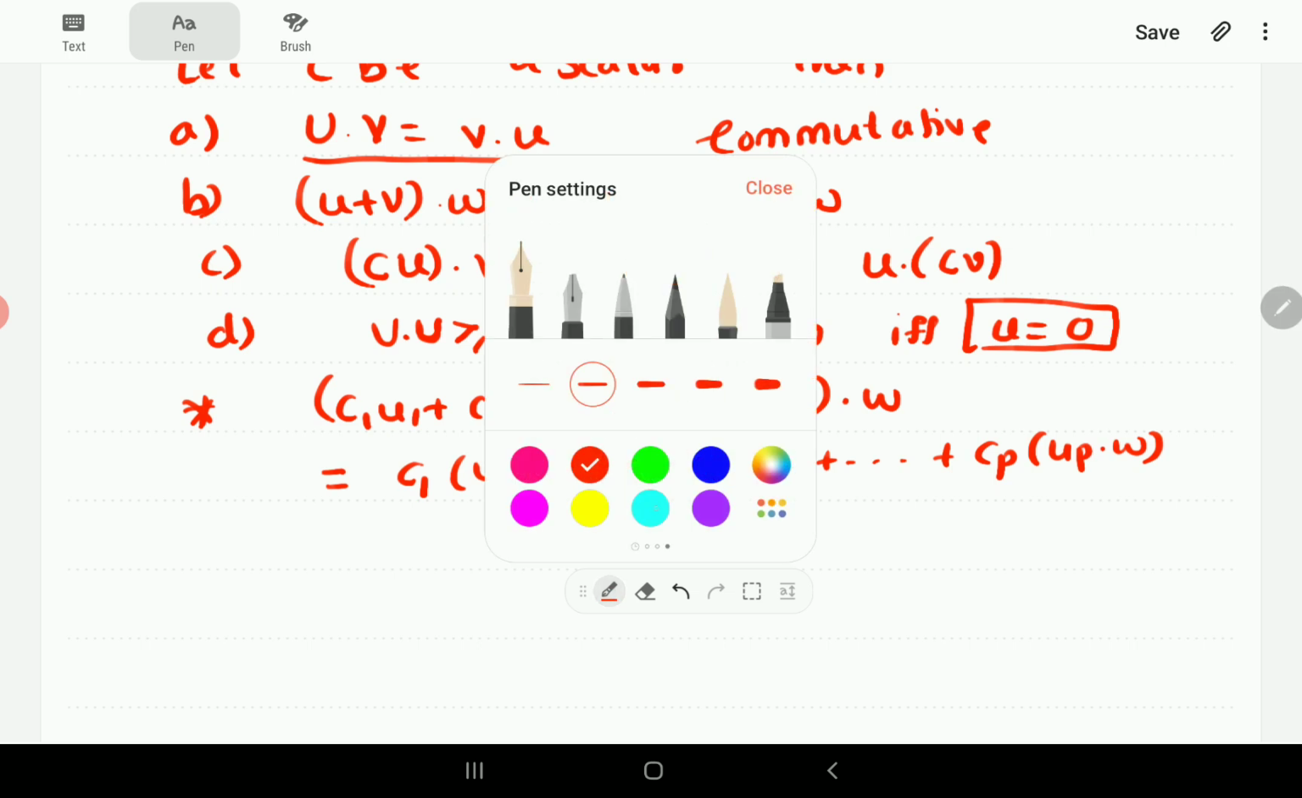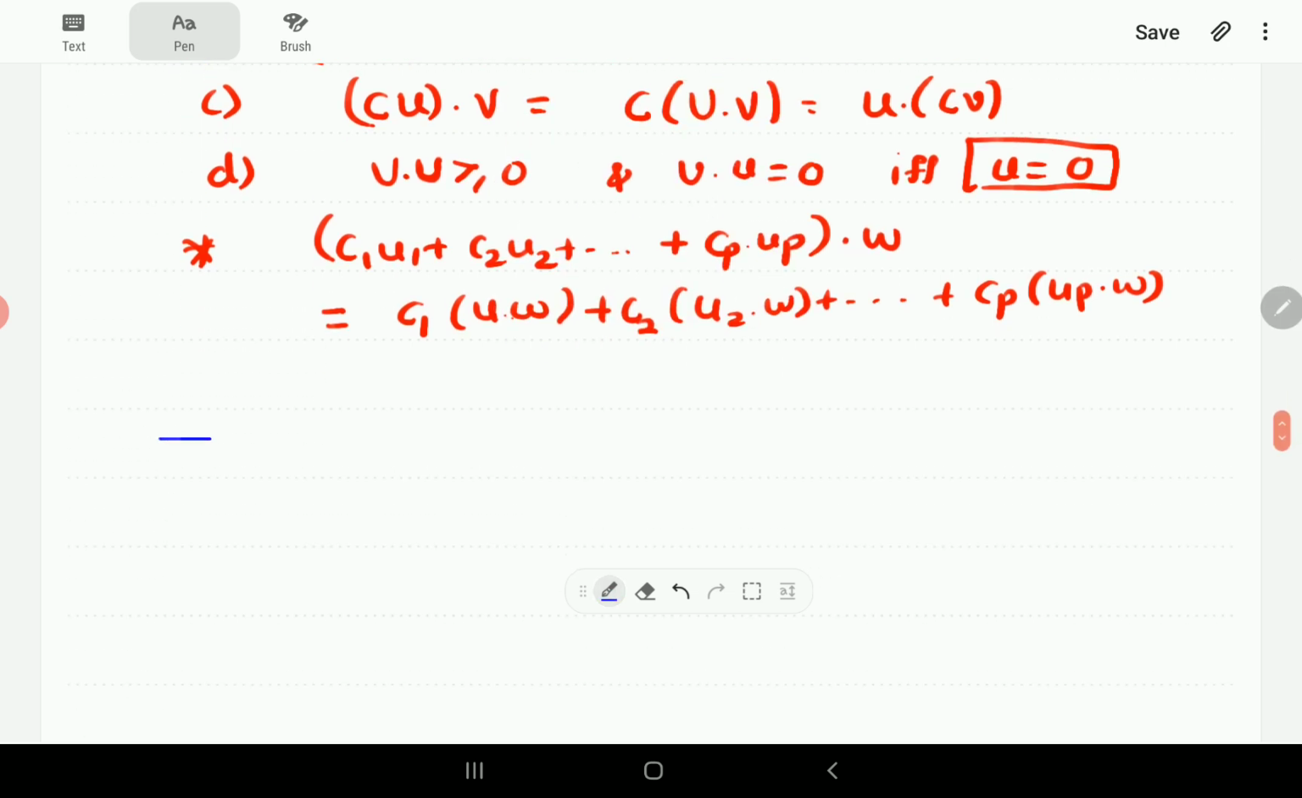Now let's see the next definition, that is the length of the vector.